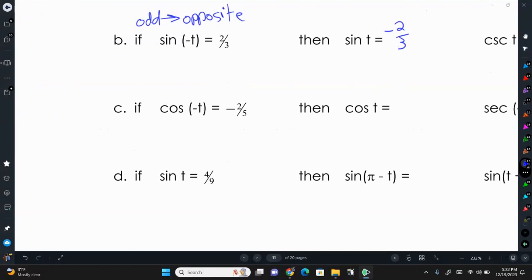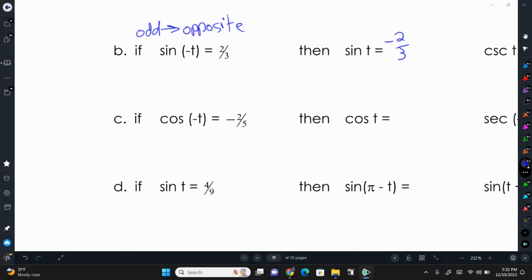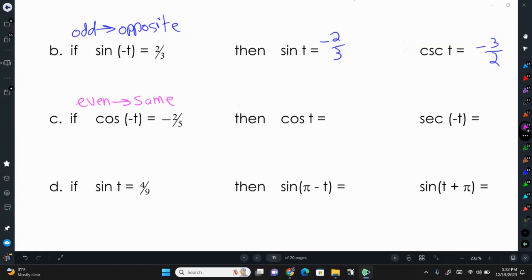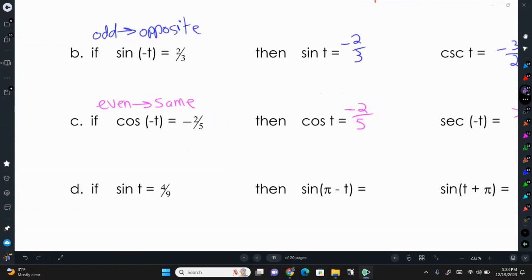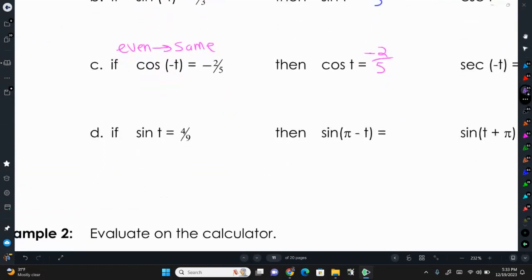Then we have cosine. Cosine is even, so it will be the same. So if we have the cosine of negative t is negative 2/5, that means the cosine of positive t will also be negative 2/5. And the secant will be cosine flipped, so negative 5/2. So if we look at the last one, sine t is 4/9.